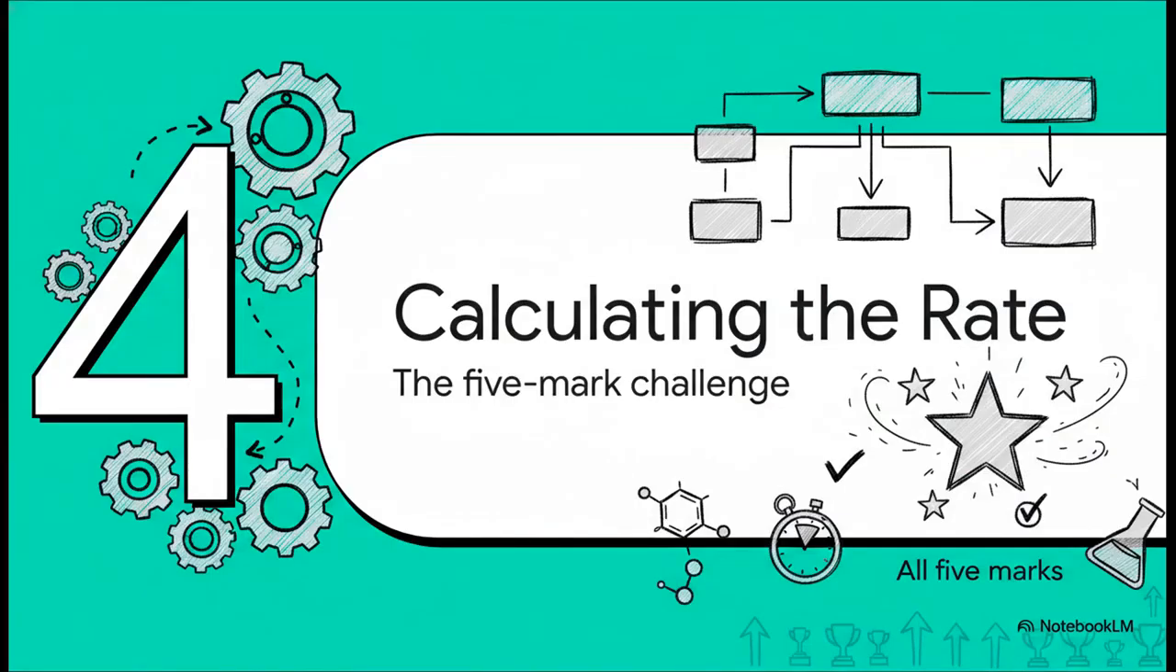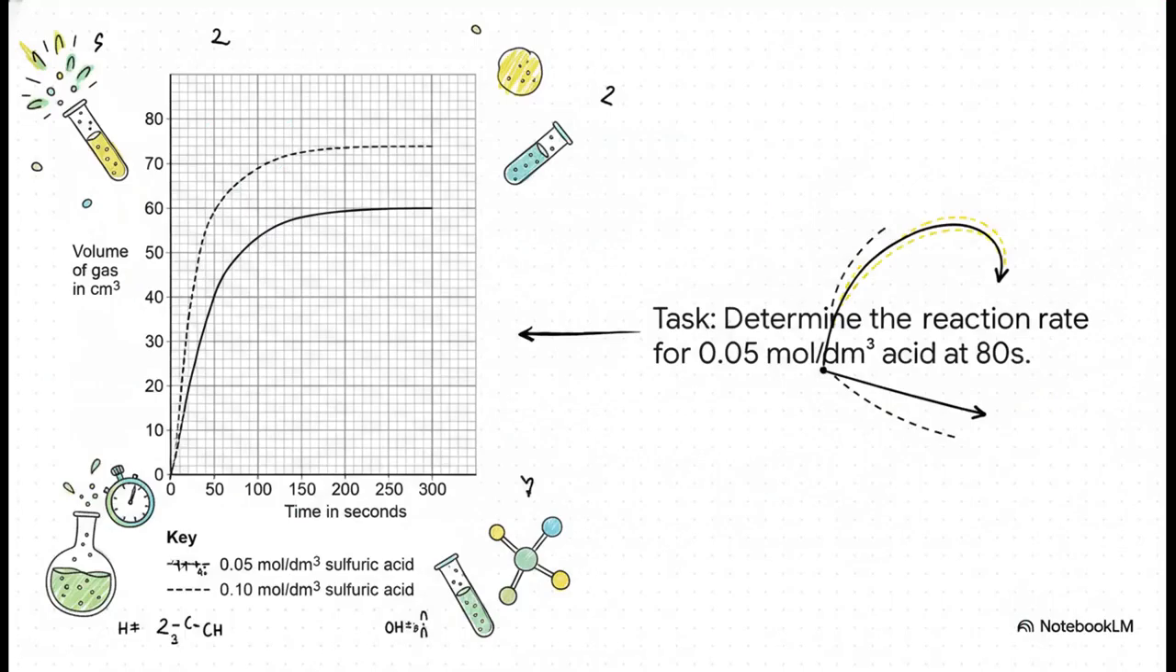Okay, deep breath. Here comes the main event, the 5-mark calculation. I know these can look really intimidating on the page, but I promise you, they're just a process. If you can remember the steps, you can get all 5 of these marks. So the task is very, very specific. We need to find the rate of reaction for the solid line at exactly 80 seconds.